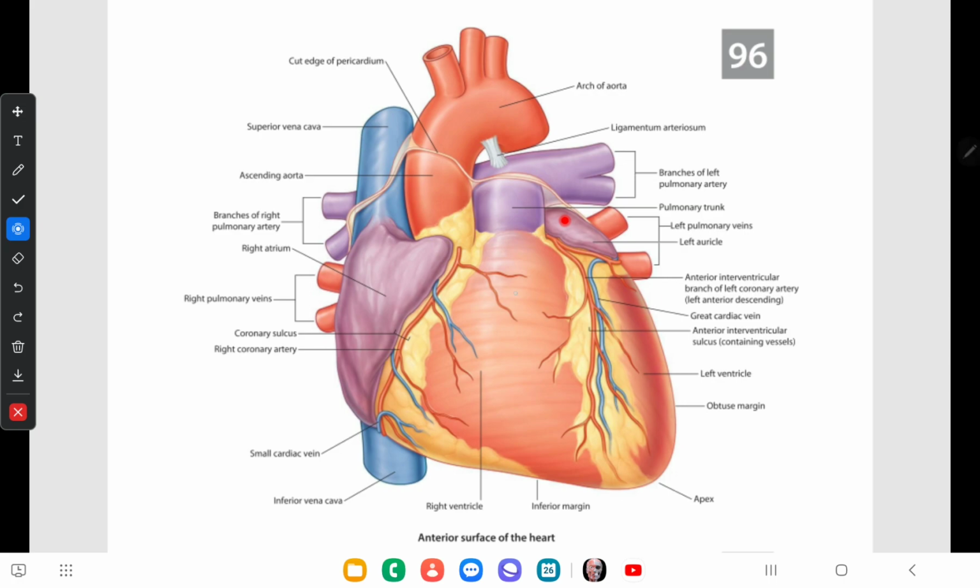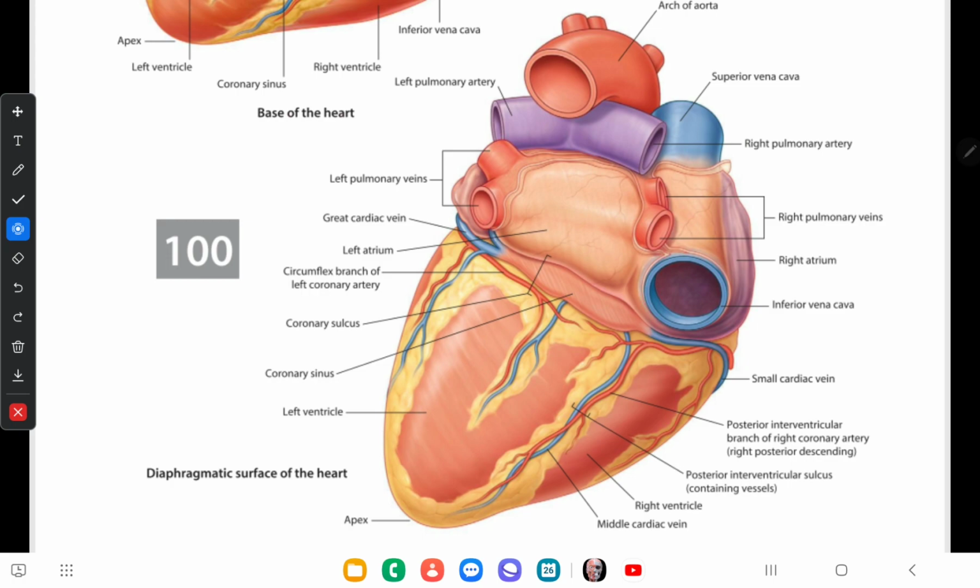In the anterior aspect of the heart, the two ventricles, the right ventricle and the left ventricle, are separated by the anterior interventricular groove. And here you can see the right atrium and the right ventricle are separated by the vertical atrioventricular groove. This is the atrioventricular groove.